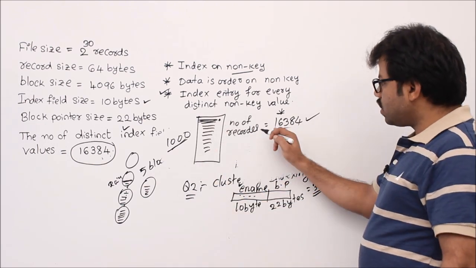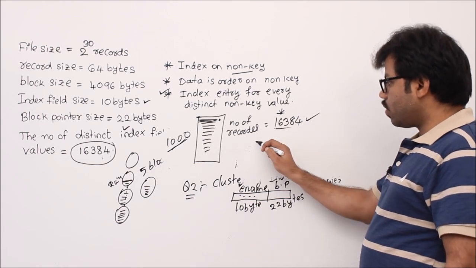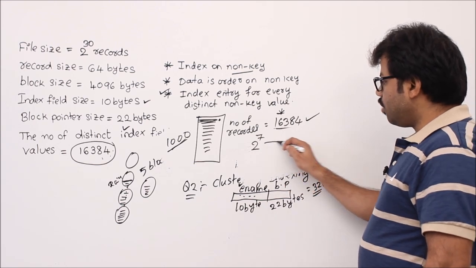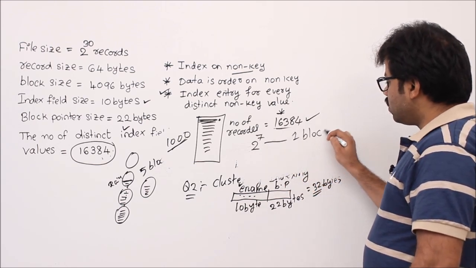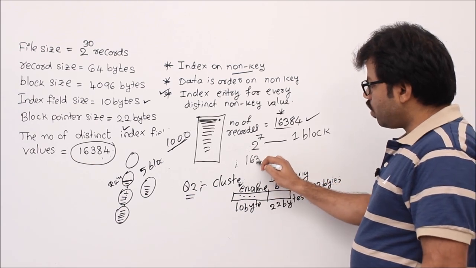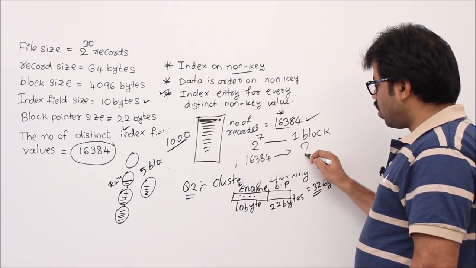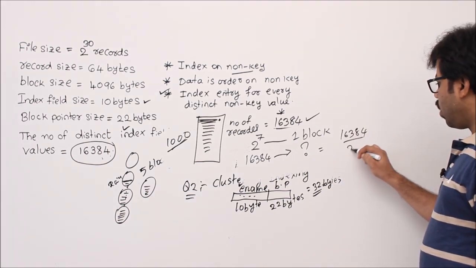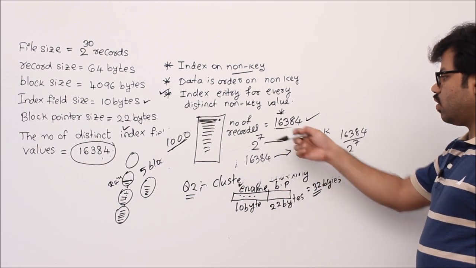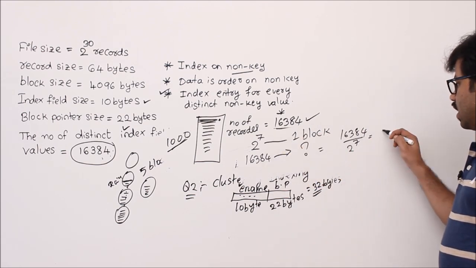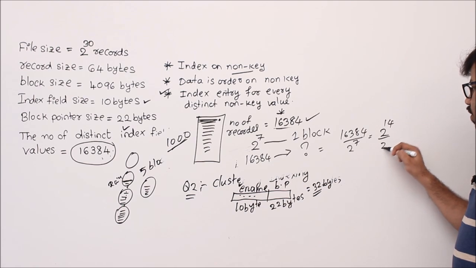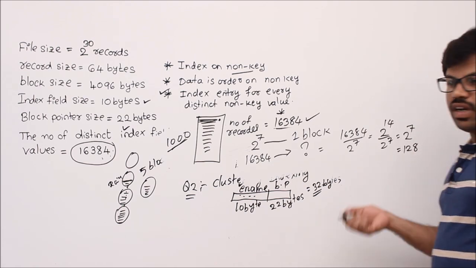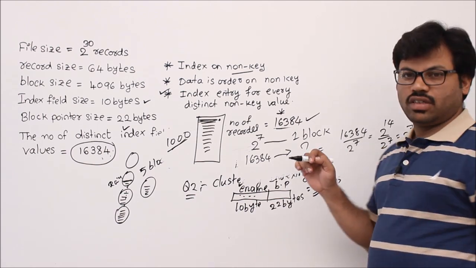But how many such records do we have in the index? 16,384. So 2 to the power of 7 records we can keep in one block. Then to keep 16,384 index records, how many blocks do you require? It would be 16,384 by 2 power 7. It's proportionate. That's why the formula is 16,384 by 2 power 7, which is nothing but 2 to the power of 14 by 2 power 7, which is nothing but 2 power 7, which is 128. So you after all require 128 blocks, right?